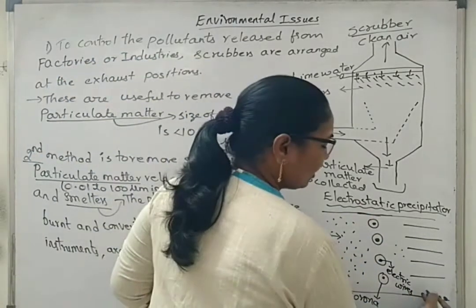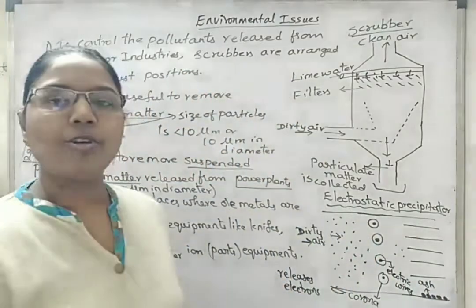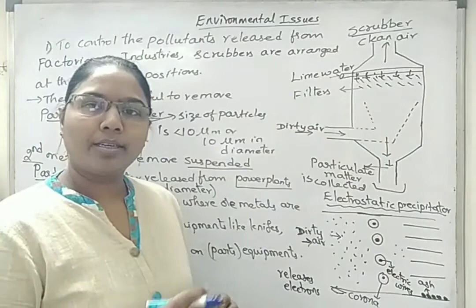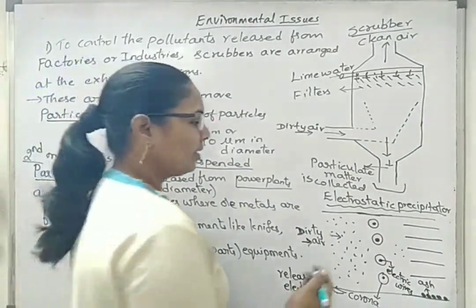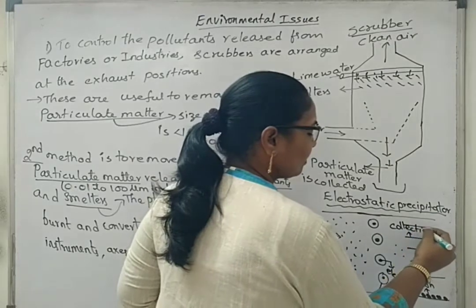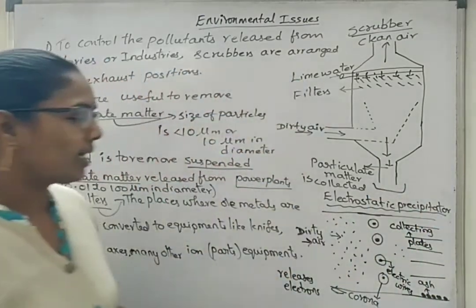So this one we can call as ash. It will be washed off or removed by flushing of water or by sweeping off. So these are called as collecting plates.